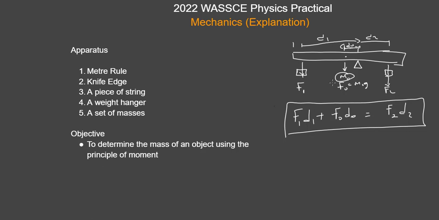But there are times that they may also want you to look for the mass of one of these two objects. For example, this M1 could be known while M2 is unknown. You understand? So there are several objectives that could be asked for, but generally the objective is around figuring out the mass of one or more of these masses.